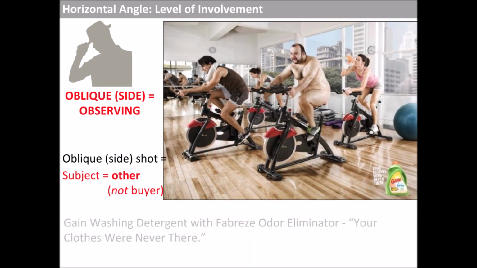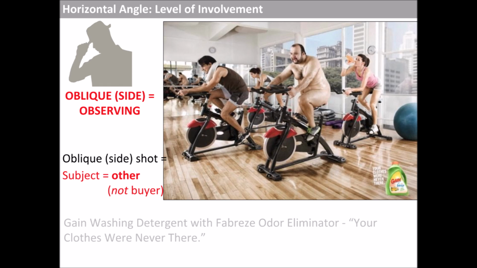Here's another example of that oblique idea. This time the product is Gain washing detergent with Febreze odor eliminator. The campaign is called "Your Clothes Were Never There" and promises that even your workout clothes with this detergent will smell as if you'd never worn them to the gym. Once again, the horizontal angle is intentional and engineered.